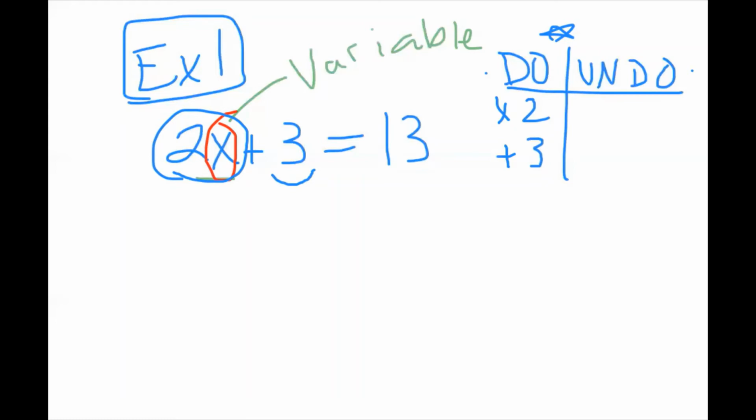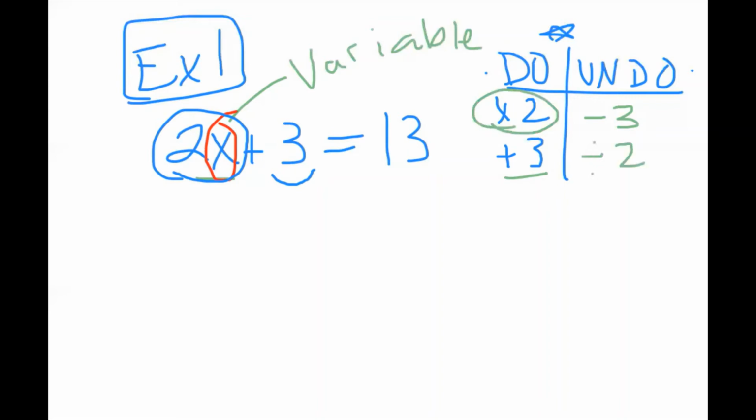Now to undo, I have to do it in the opposite order with the opposite sign. You guys probably do this in your head mentally already, all right? So the last thing that's being done to x is I'm adding 3. So to undo adding 3, I need to subtract 3. The first thing that I'm doing to x is multiplying by 2. So the last thing I'm going to undo is divide by 2.